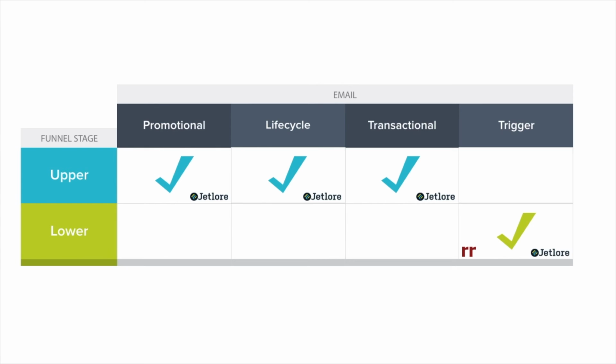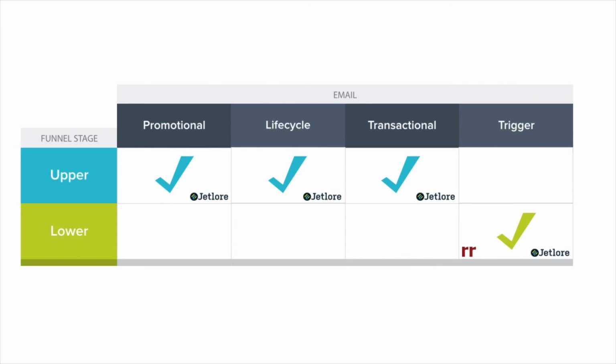So there's some legacy technologies out there, things like Rich Relevance and others, that address this with wisdom of the crowd style, segment style sourcing. JetLore does this with its ranking capabilities as well.